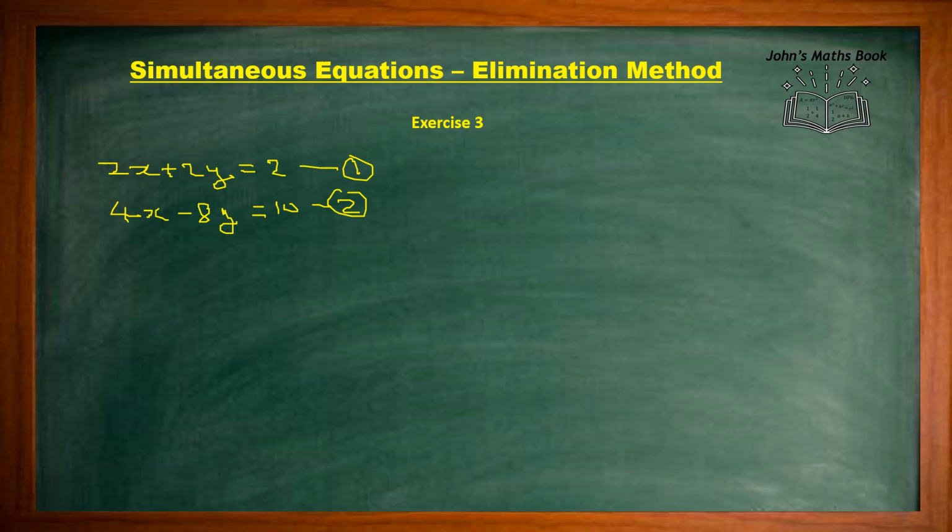So I hope you got the correct answer. Now, as you can see, the coefficients are different for each of the variables in each of the equations. So we have to do something to one of them to make either the x or the y variable the same. So in this case, I'm going to multiply equation 1 by 2. And let's see what that gives us.